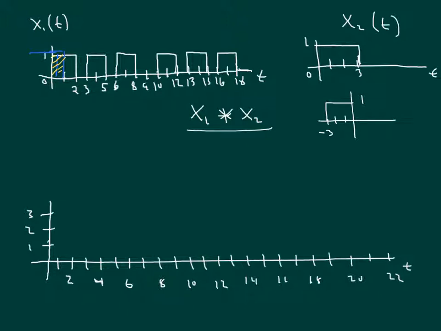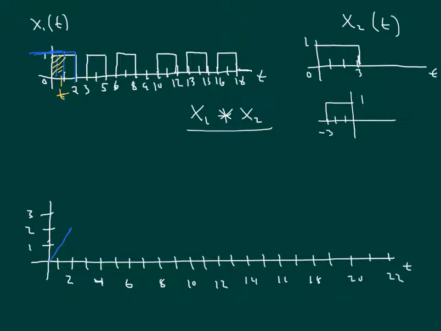So anyway, what we can see is if we call that little interval t, that the area under our curve or our convolution is just going to be t times 1 up until we get to t equals 2. So what we can see is that from 0 to 2, our convolution is just going to increase linearly.